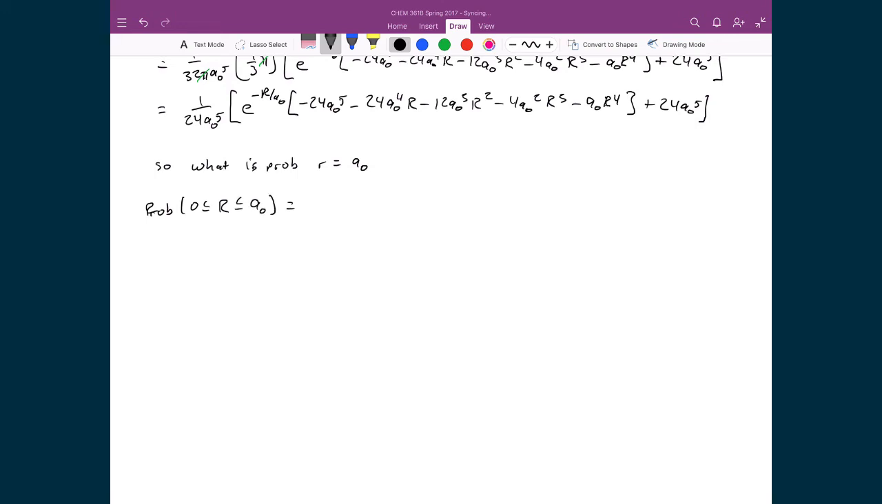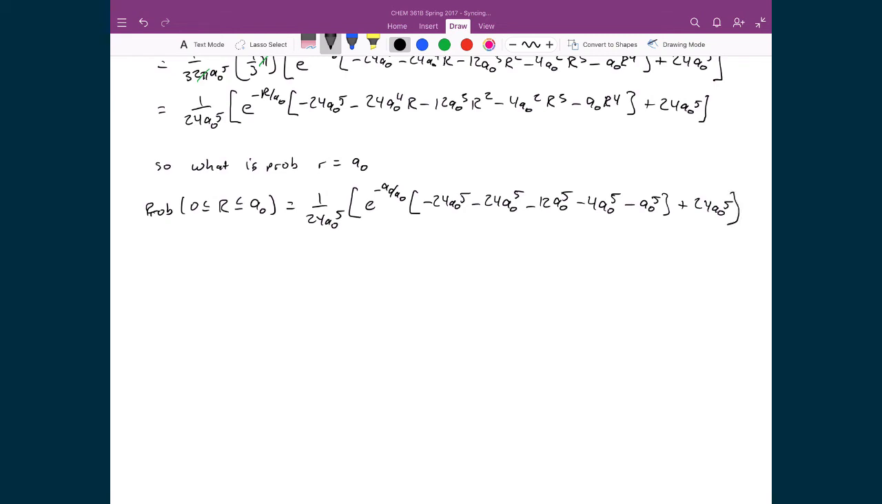Well, now we're just going to substitute in for anywhere that we see capital R, we're just going to write a naught. So that's 1 over 24 a naught raised to the power of 5 times e to the minus a naught over a naught. And then we have minus 24 a naught raised to the power of 5, minus 24 a naught raised to the power of 5, minus 12 a naught raised to the power of 5, minus 4 a naught raised to the power of 5, minus a naught raised to the power of 5. And to that, we're still going to add 24 a naught raised to the power of 5.